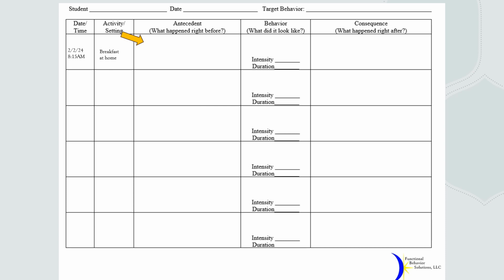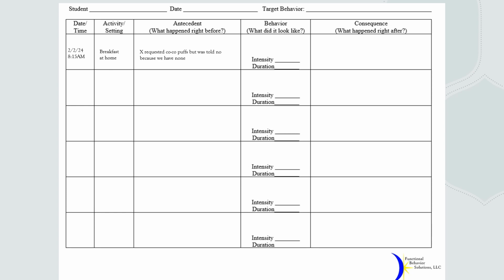And then there's antecedent. That's what's happened right before the behavior occurs. Okay? You want to include as much information as is necessary for people to understand what's going on. But also you don't want to spend a whole lot of time writing. It's okay to use abbreviations as long as you're going to remember what those are, so if somebody has questions, they can ask you. Here I wrote X instead of the student's name. Sometimes people just put the first letter of the name to save time.